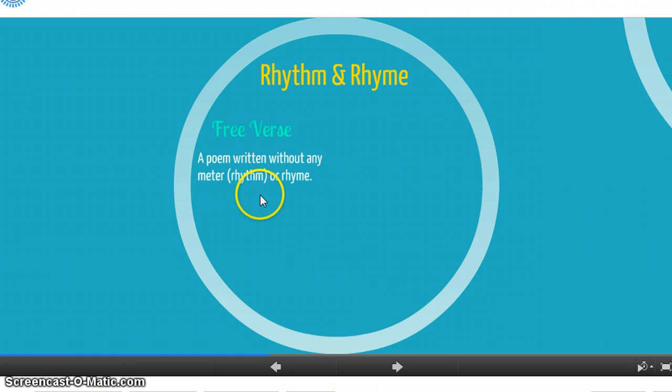Meter is just another word for rhythm. So free verse, like that poem, "This Is Just to Say," means it has no rhythm and no rhyme at all. It is completely free of any constraints by rhythm and rhyme.